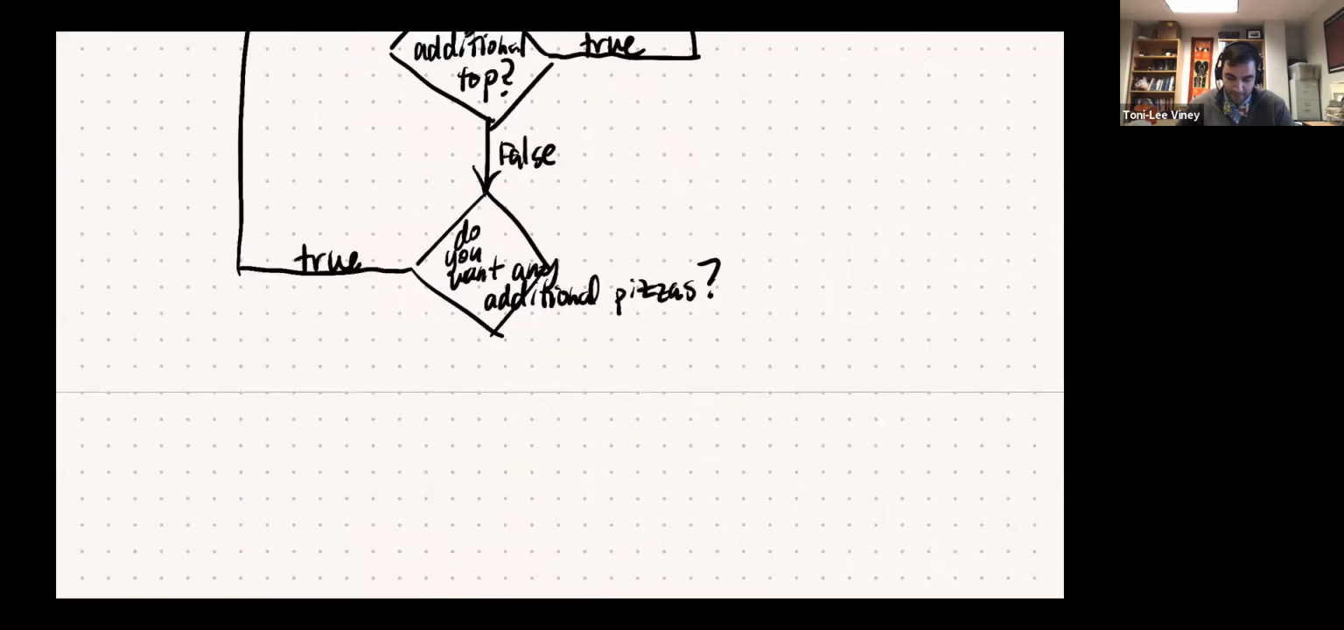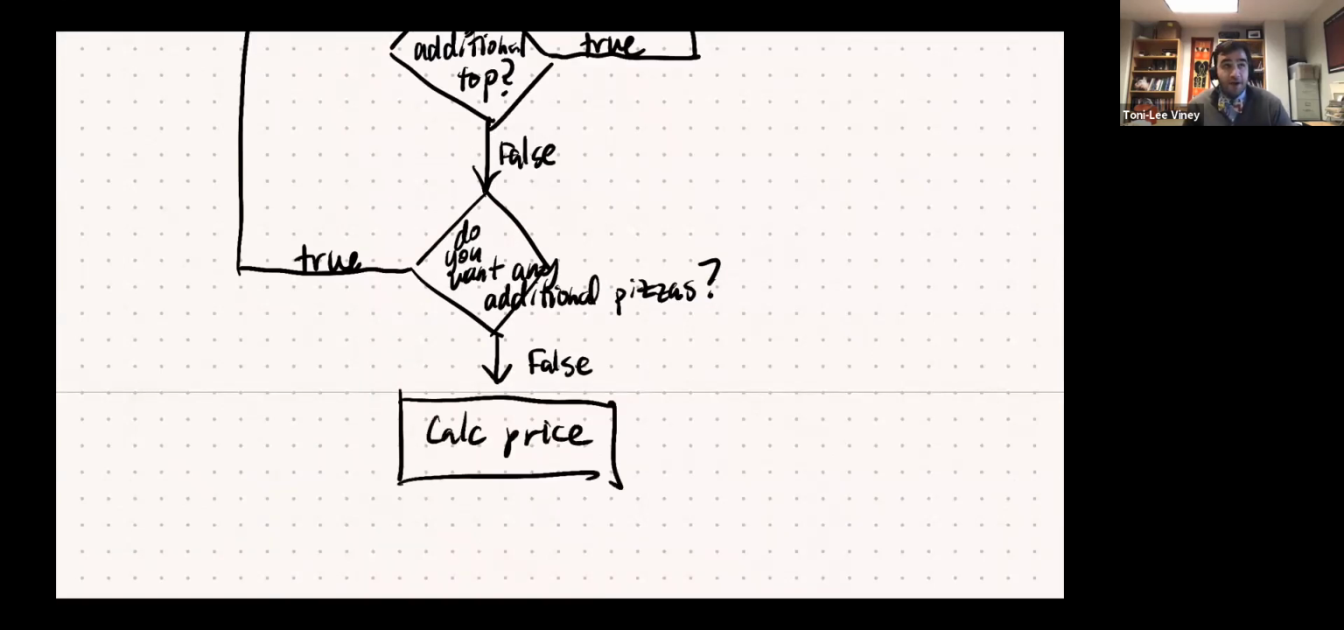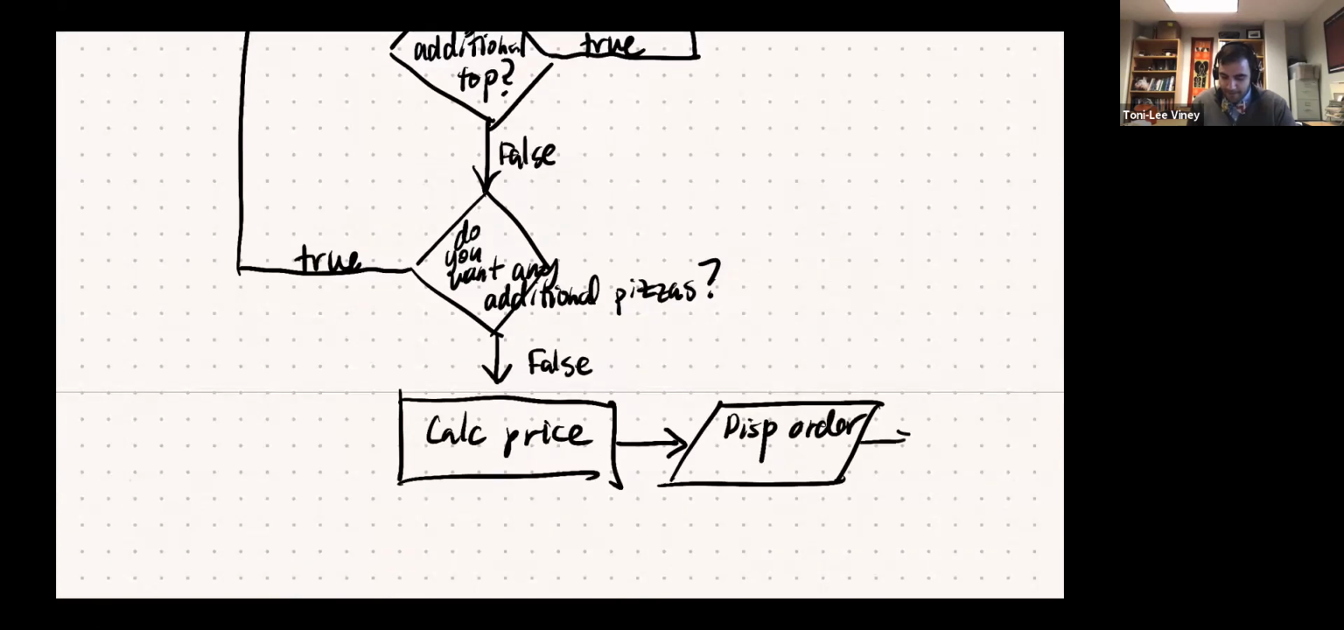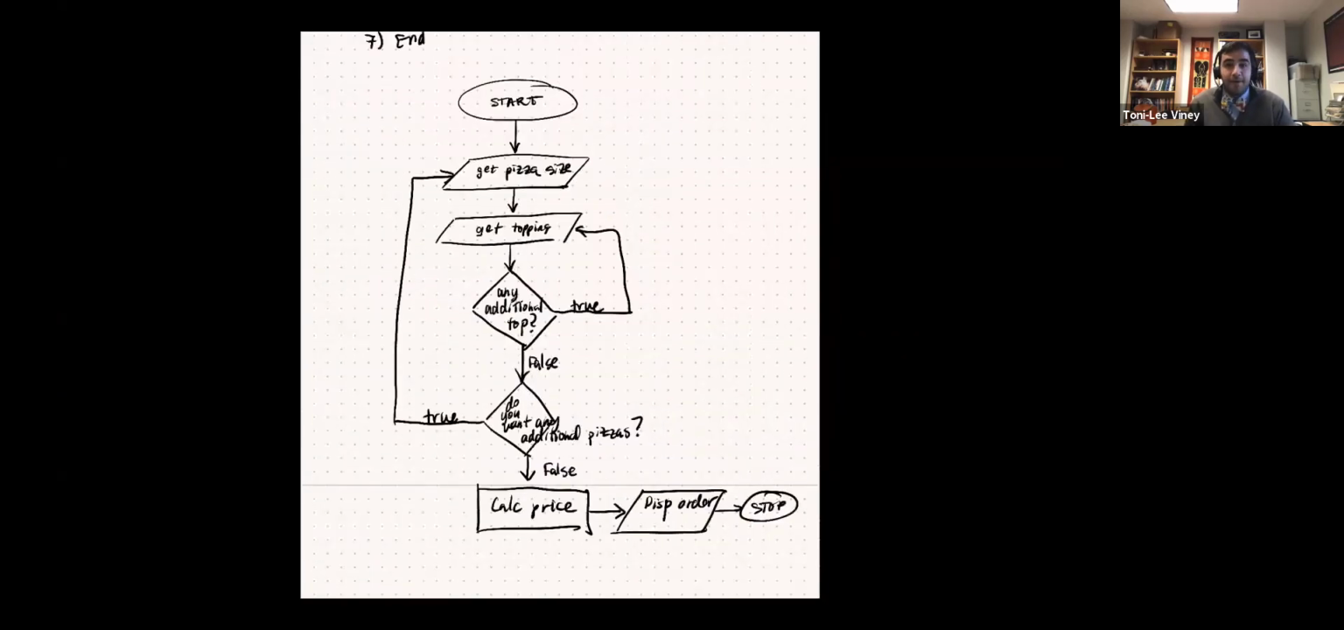If they don't want any more pizzas, then what we need to do next is calculate the price. We draw processes as rectangles. So when we're just calculating something or doing something like that, we draw it as a rectangle. And then the last little bit is we want to display the order to our customer. And then we might just stop there. We might have a few more complicated things, like asking for confirmation. But this gives you an idea of the type of flowcharting exercise. We start, get the pizza size, get the toppings, and then you can see how this program flows. So this is the algorithm that you might use for a pizza ordering app.